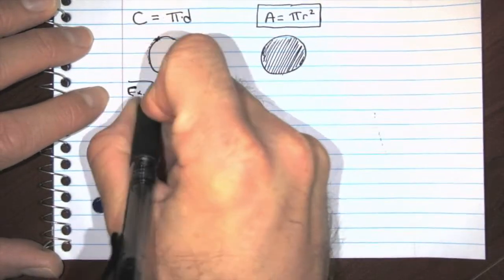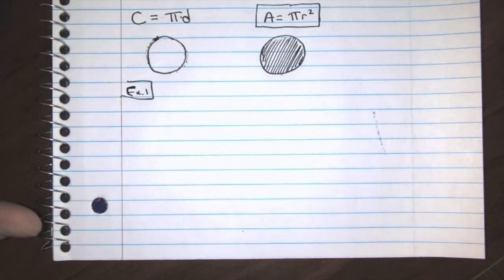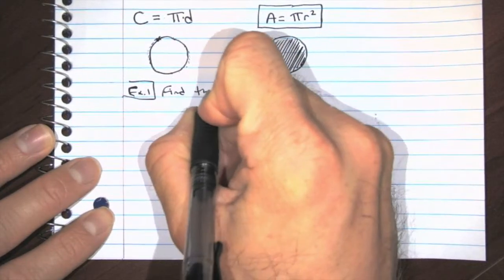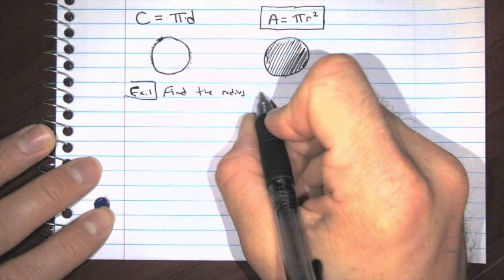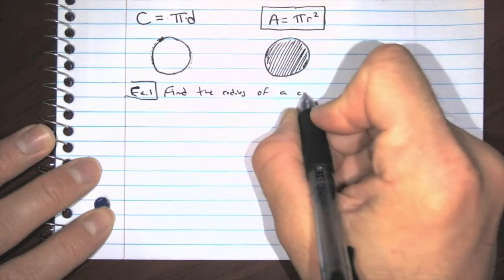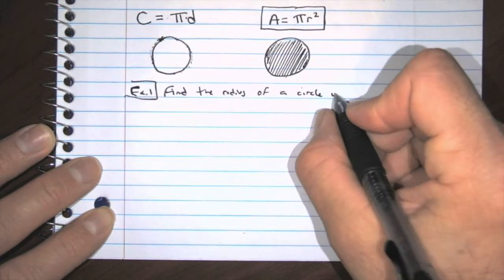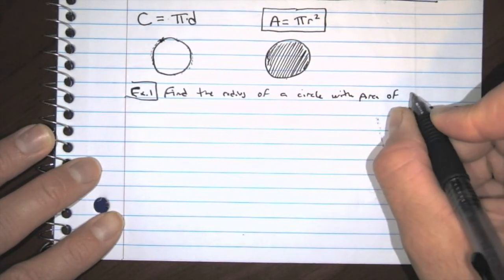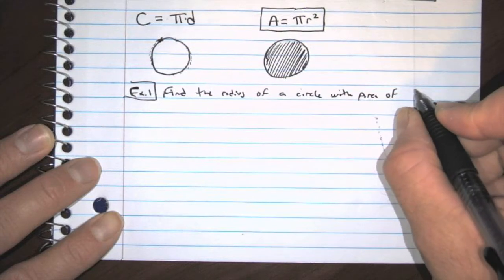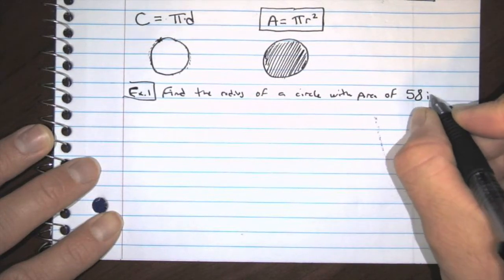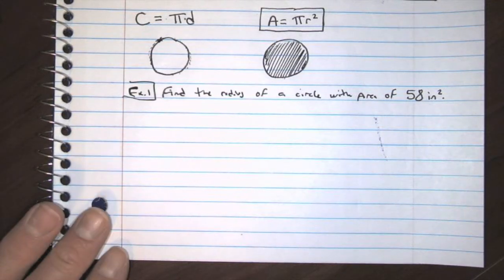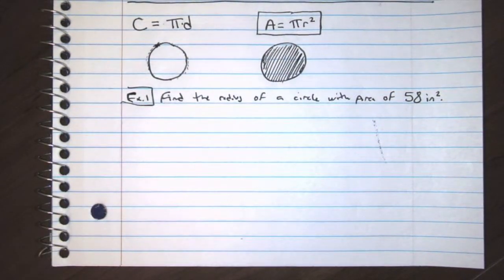Wow, are we already ready for example 1? Here we go, folks. Example 1. I'd like you to find the radius of a circle with area of 58 inches squared. Find the radius of a circle with area of 58 inches squared.